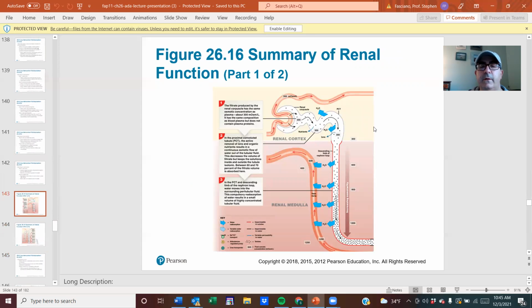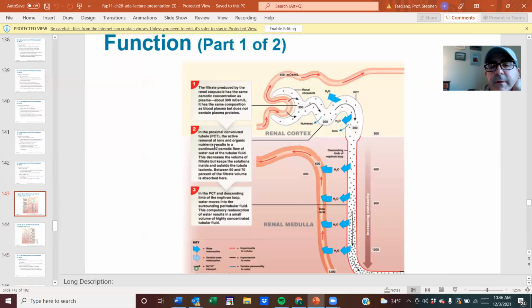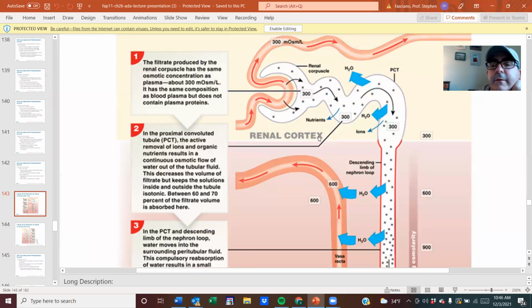Right, and here is all of it. So, I went fast through that, so I want to go slower through this picture. Right, here is the blood vessel going into Bowman's capsule. Right, this is your nephron in white. This is the renal corpuscle, which includes Bowman's capsule and the glomerulus. So step one, the filtrate produced by the renal corpuscle has the same osmotic concentration as plasma. So that 300 number is about the same osmotic concentration as what's in your blood.